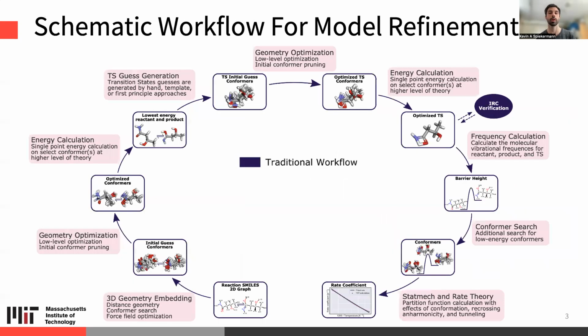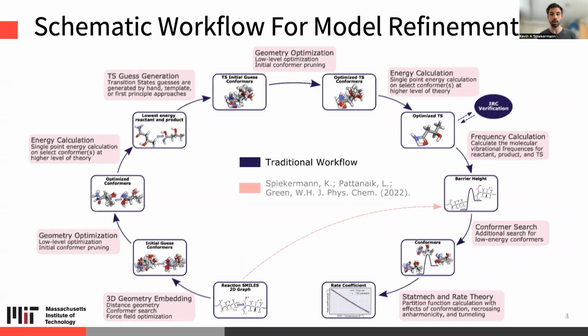So here's a schematic that outlines the steps for getting barrier heights, partition functions, and ultimately rate coefficients that would go into our kinetic model. And really the point of this slide is just to show that it's a very involved process. There's a lot of steps and it requires a lot of compute resources. And so the question becomes, how can we use modern machine learning techniques to accelerate steps in this workflow? So for example, wouldn't it be convenient if we could just directly predict a barrier height and then skip all of the prior steps? And indeed, that's the project that I'll be presenting today.